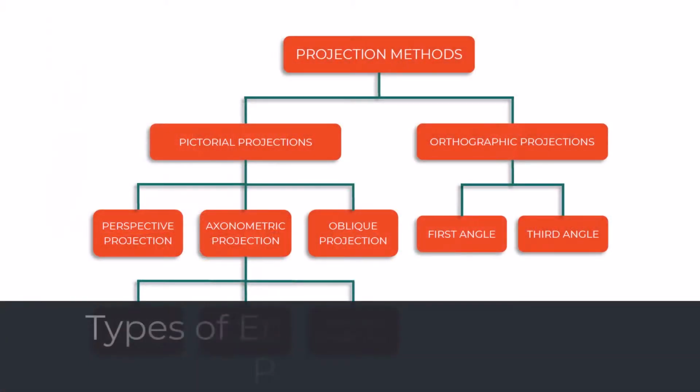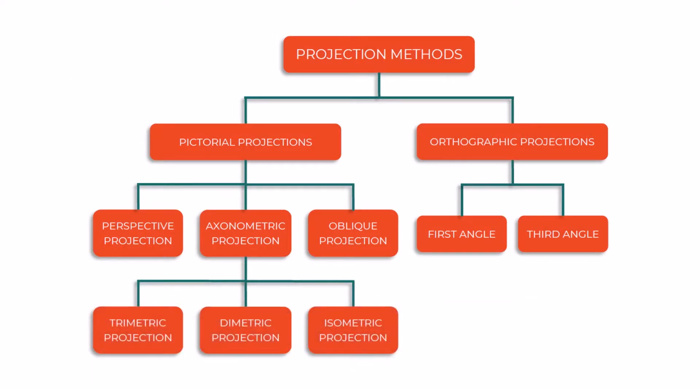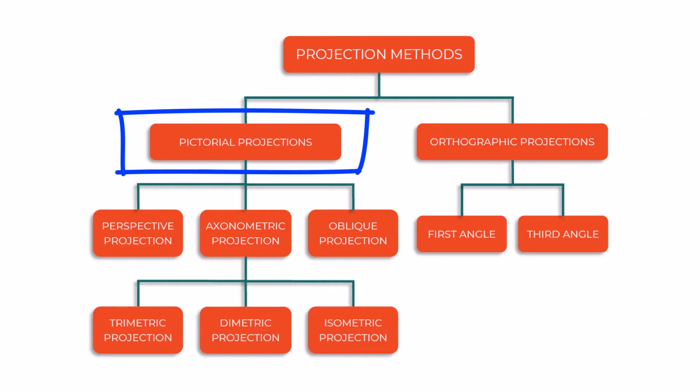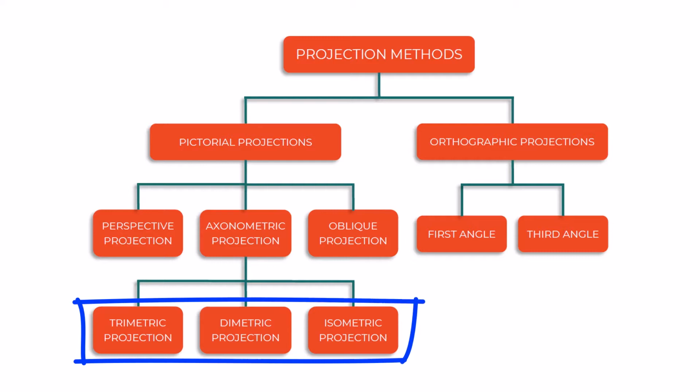Types of the engineering drawing projections. We can divide projection methods into two main groups, pictorial and orthographic projections. An object's pictorial projections give a three-dimensional representation, 3D, on a two-dimensional plane, paper. They are not providing the specifics about the object, but they are providing visualization. We can divide them into perspective, oblique, and axonometric projections. Furthermore, the axonometric projection can be divided into a trimetric projection, dimetric projection, and isometric projection.